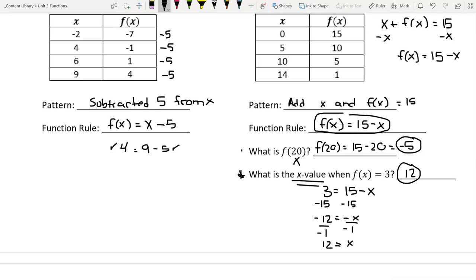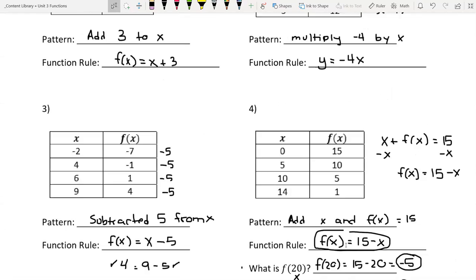You have to know how to do that as well. When it says f of x equals 3, that goes in for the left side. It does not go in for x, okay, because I'm solving for x. See the difference between those two, hopefully? If you didn't, stop, rewind, and rewatch again, okay?